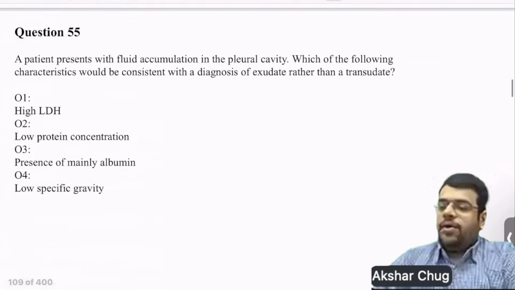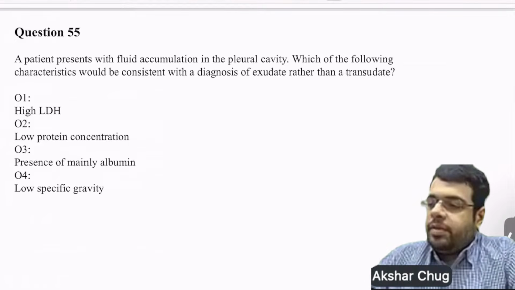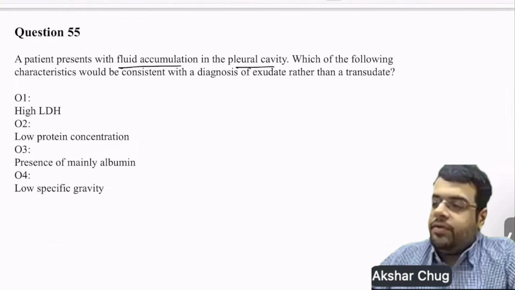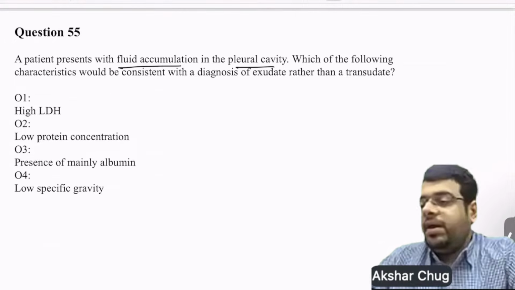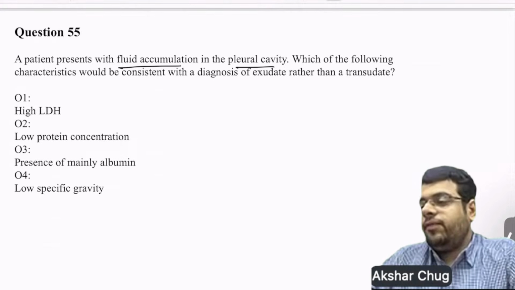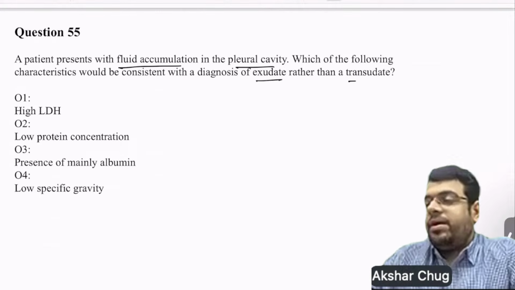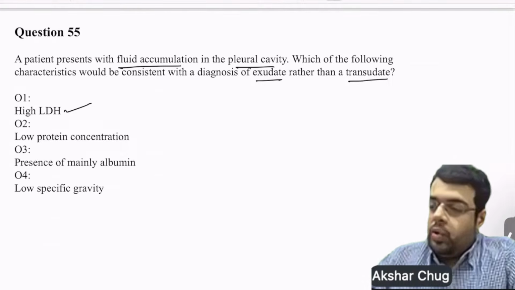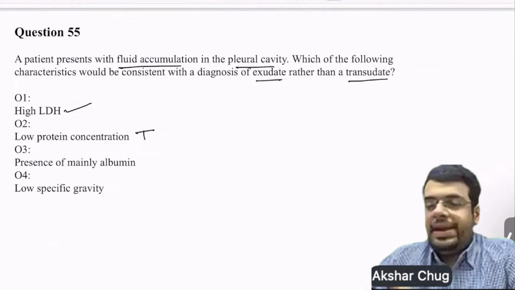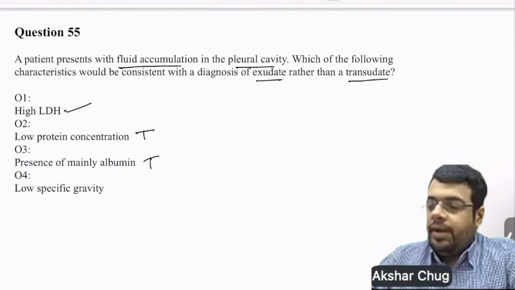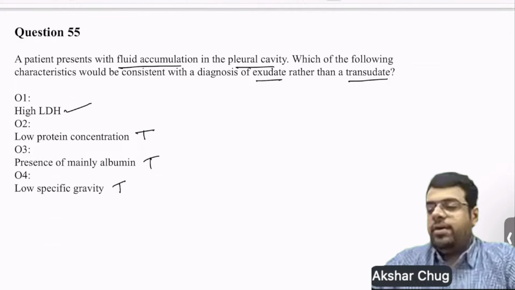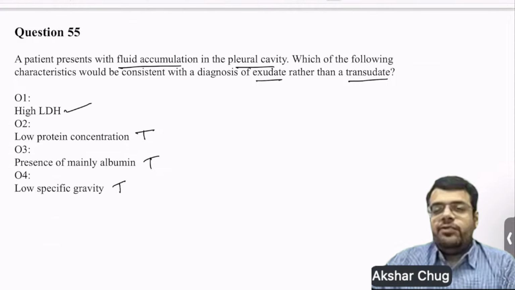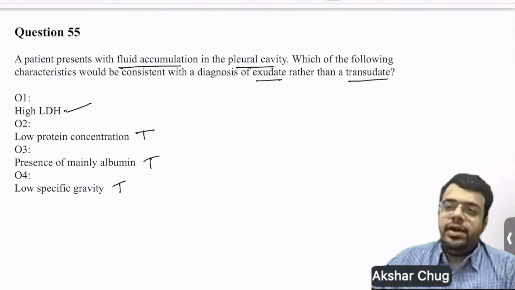Moving on to the next question. A patient presents with fluid accumulation in the pleural cavity. Which of the following characteristics would be consistent with a diagnosis of exudative rather than transudative effusion? So high LDH points towards exudative, low protein points towards transudative, presence of mainly albumin again transudative, low specific gravity again transudative. So basically there is Light's criteria which we use to differentiate between exudative and transudative.